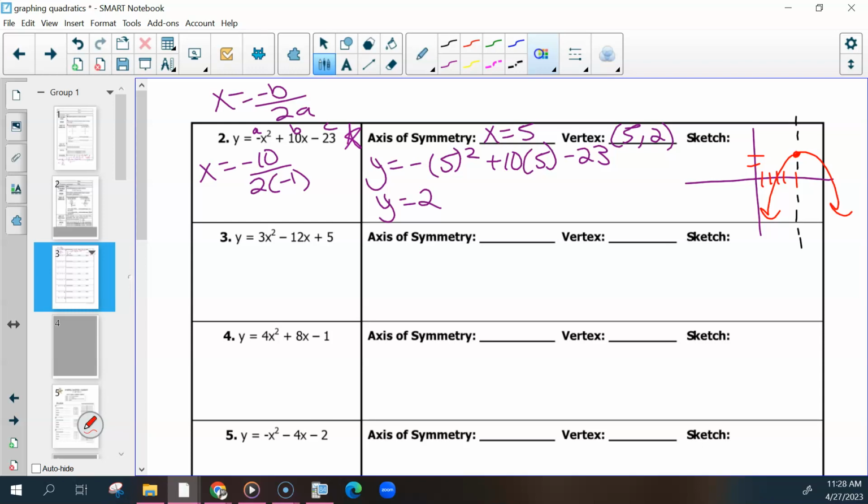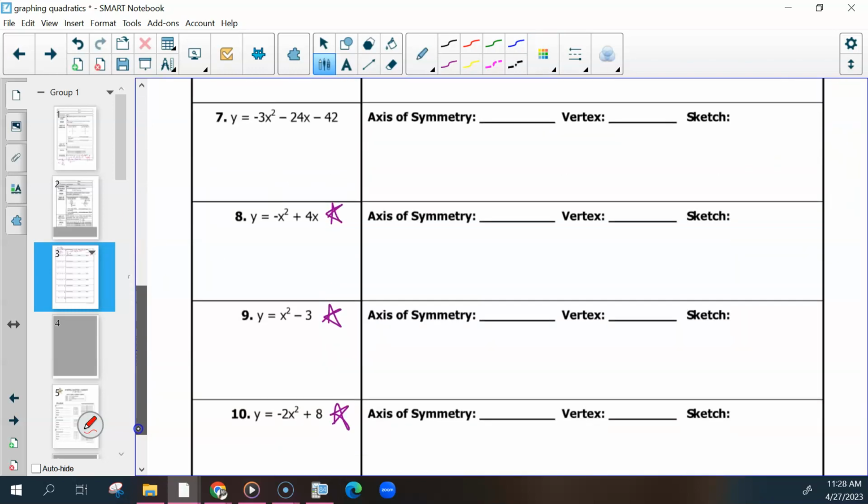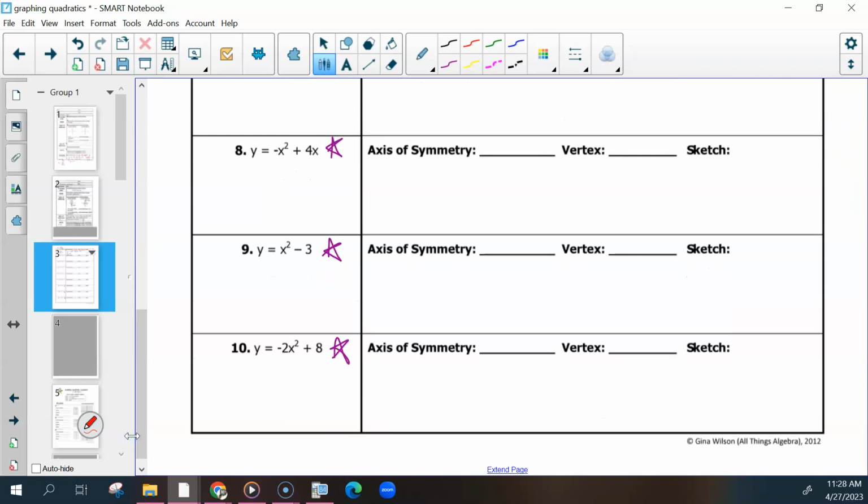Okay, we're going to skip down to number 8. What is different about this problem? There's no C. So we're going to see if that affects anything. So still do your axis of symmetry. What would that be?